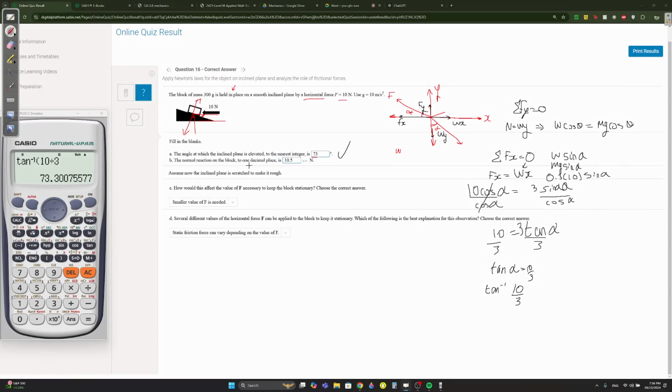Can we find the normal reaction? Yes, we can. The normal is equal to Wy, which is W cosine theta, so mg cosine theta. So mg, we said it's 0.3 kilos, because 300 grams, times g, which is 10, times cosine alpha, so cosine 73. So 3 cosine 73.